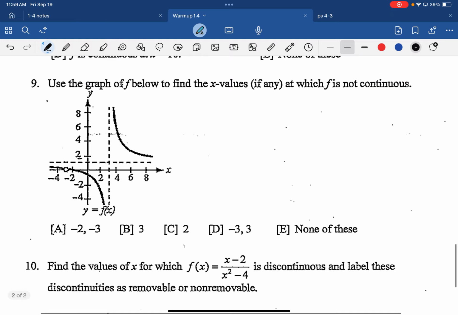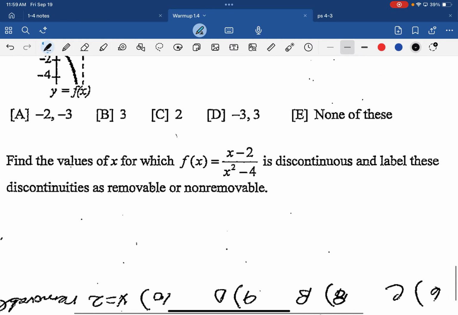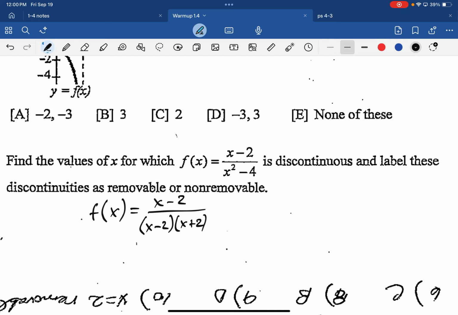It's talking about removable versus non-removable discontinuities. Okay? So we know that this is going to have discontinuities because there are going to be values of x such that the denominator is 0. But we don't know yet which ones are removable and which ones are non-removable. In order to do that, we need to actually factor the numerator and denominator. Numerator stays the same, but the denominator we can factor as x minus 2 times x plus 2. It's difference of squares, x squared minus 2 squared.